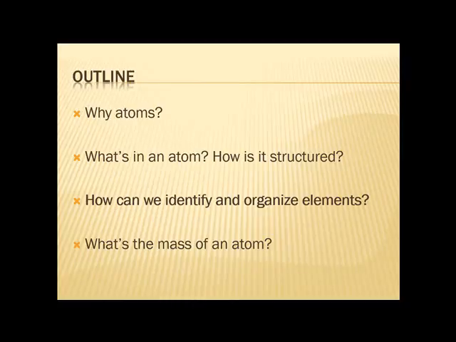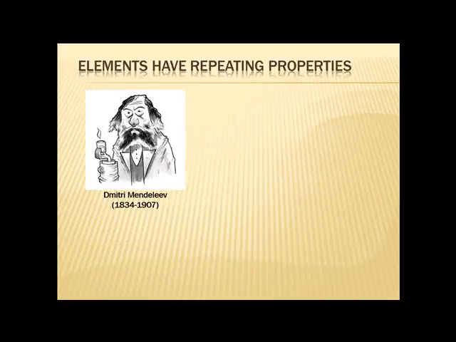All right, third question: how can we identify and organize elements? Atomic theory gets formalized in the 1800s, and it really gets fleshed out in the late 1800s and early 1900s with quantum mechanics. This identification and organization of elements is also an important prospect. And one of the major players in this was Dmitry Mendeleev.